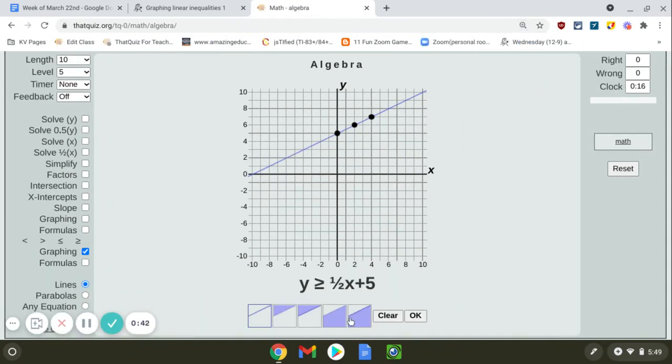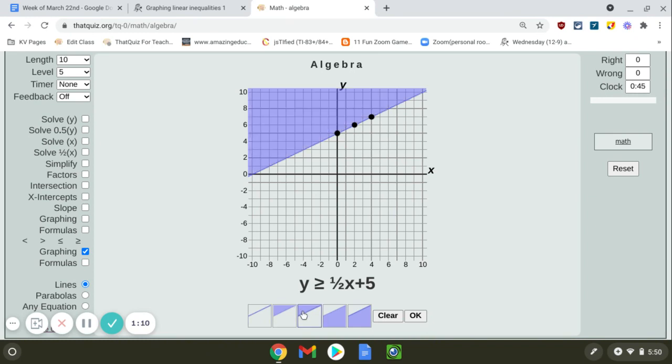So it's not going to be this first one because that doesn't have any shading at all. All right, it's got the little bar underneath it. So I don't know if you can tell here, but this one and this one have the little dashed line. We're looking for the one that's got the solid bar going on with it. And then because it is a greater than, y is greater than, it's going to be shaded above. So on this side here.